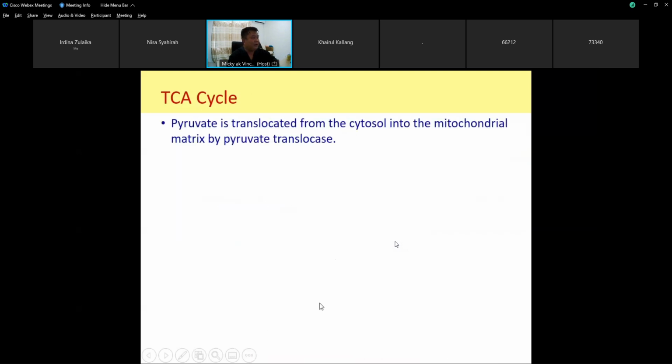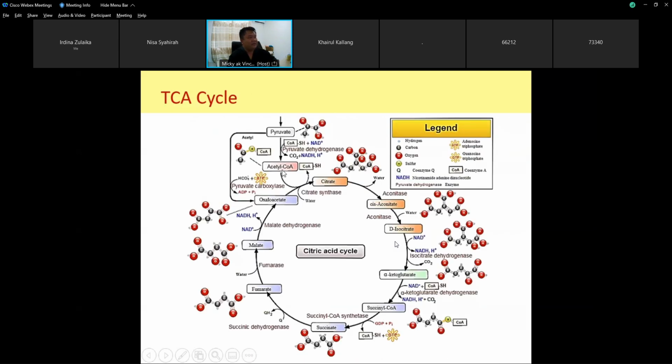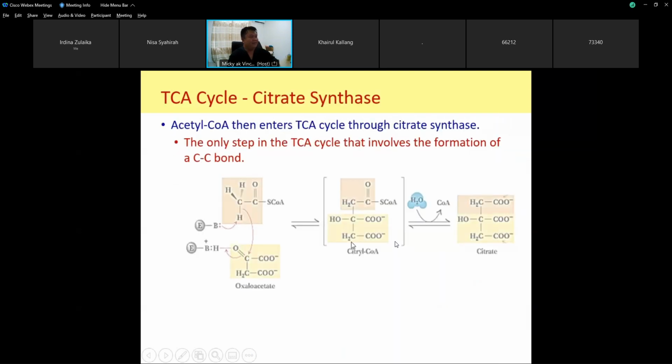Jadi kita tengok balik. So you have the acetyl-CoA, combines with the oxaloacetate, 2 carbon combined with 4 carbon, you get 6 carbon citrate. So that's the entry. That's the first step in the Krebs cycle, and this first step is catalyzed by citrate synthase. Citrate synthase. Get citrate. The combination or the gabungan berlaku dekat sini lah.